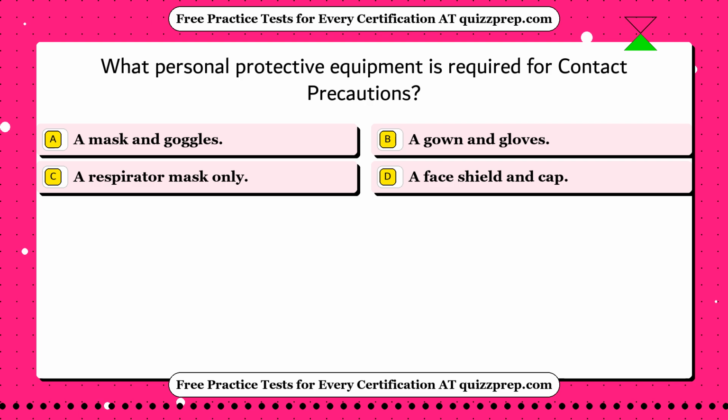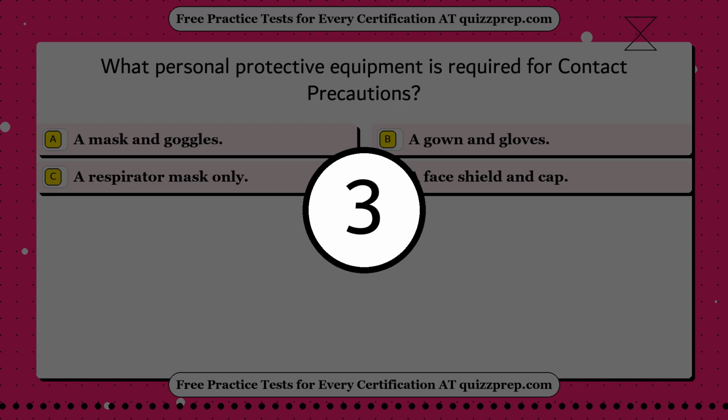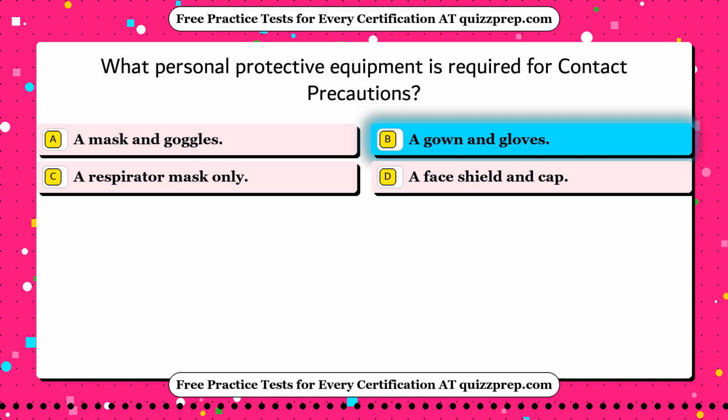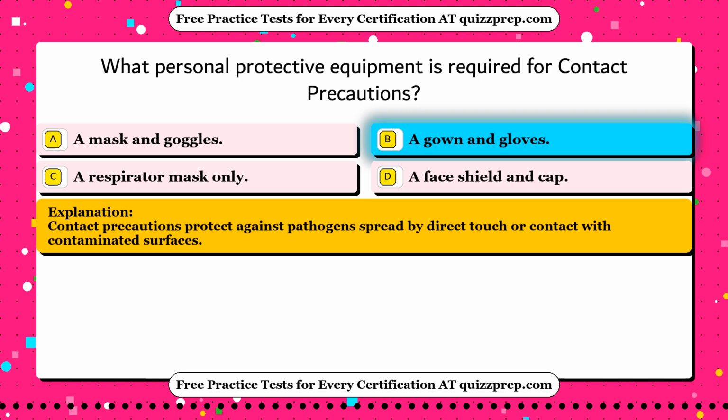Question 30. What personal protective equipment is required for contact precautions? Option A. A mask and goggles. Option B. A gown and gloves. Option C. A respirator mask only. Option D. A face shield and cap. The correct answer is option B. A gown and gloves. Contact precautions protect against pathogens spread by direct touch or contact with contaminated surfaces.